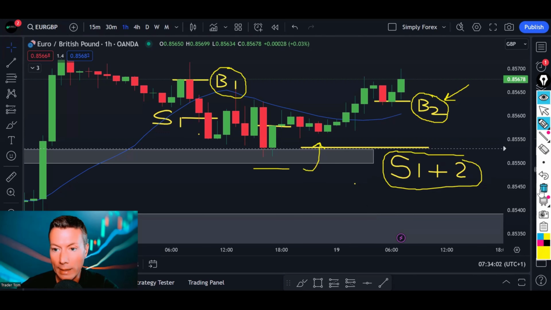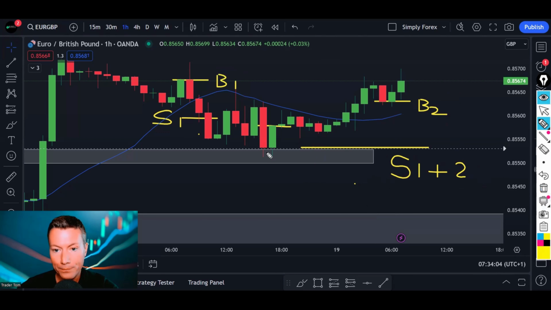Why did I do that and move it to there? Well, this for me here is the last swing low. This could potentially become the new swing low, and I'll move my stop up again. We shall see. But this was the last swing low on the H1. Therefore, I have put a new sell stop, sell hedge here.